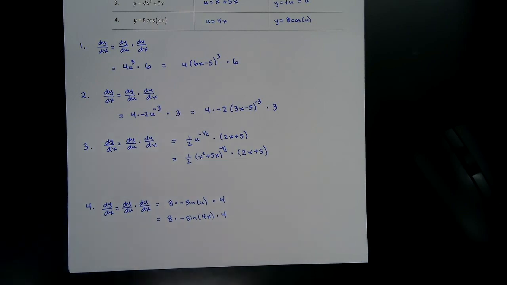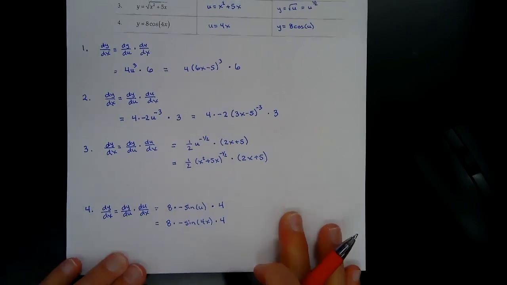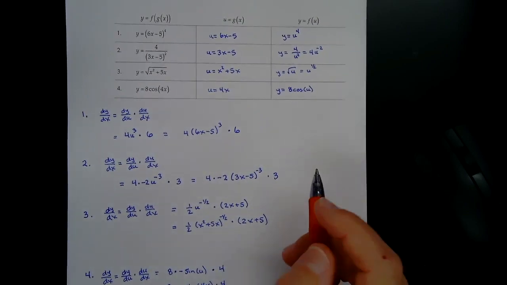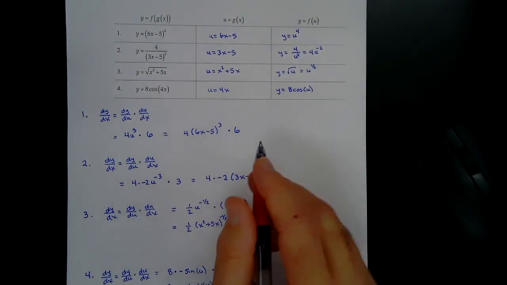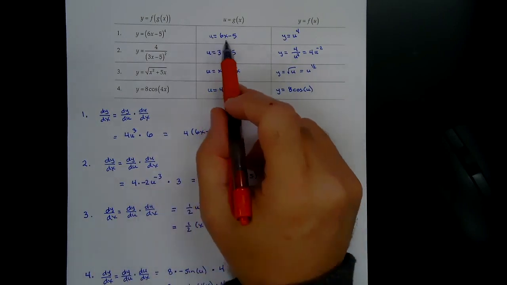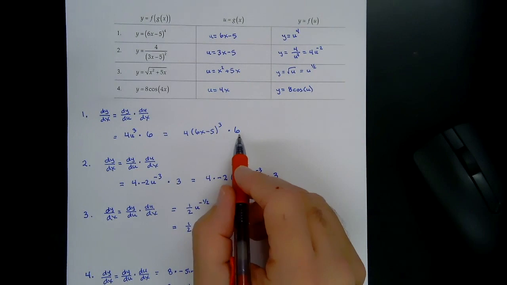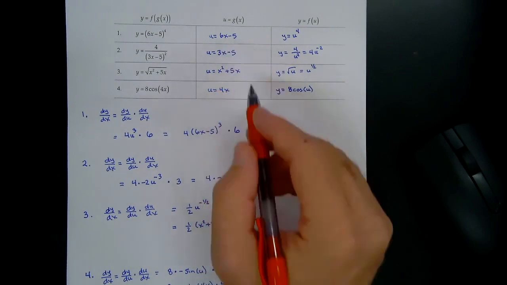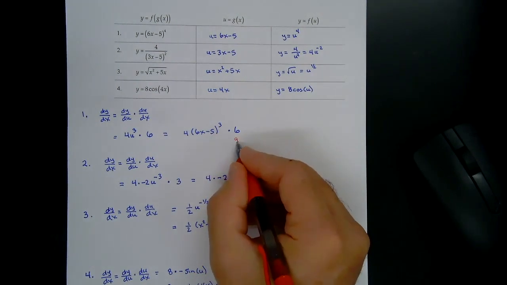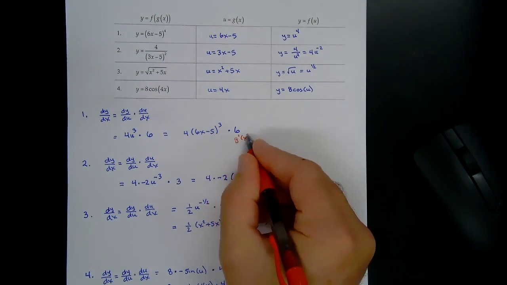Okay, so let's talk about this in terms of f and g. I'm going to slide this down so we can go back to problem number 1. Right here, what is this 6? Okay, u and g of x are the same. So this is the derivative of this. So this 6 right here is actually g prime of x.